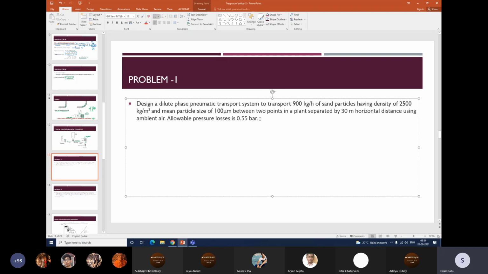So they are saying that the allowable pressure loss is 0.55 bar. So we need to design a dilute phase pneumatic transport system such that this much amount of particles is transported within this pressure loss. If the designed system gives a pressure loss higher than this, definitely your design system cannot be used in that specific industry. So let's solve this problem.